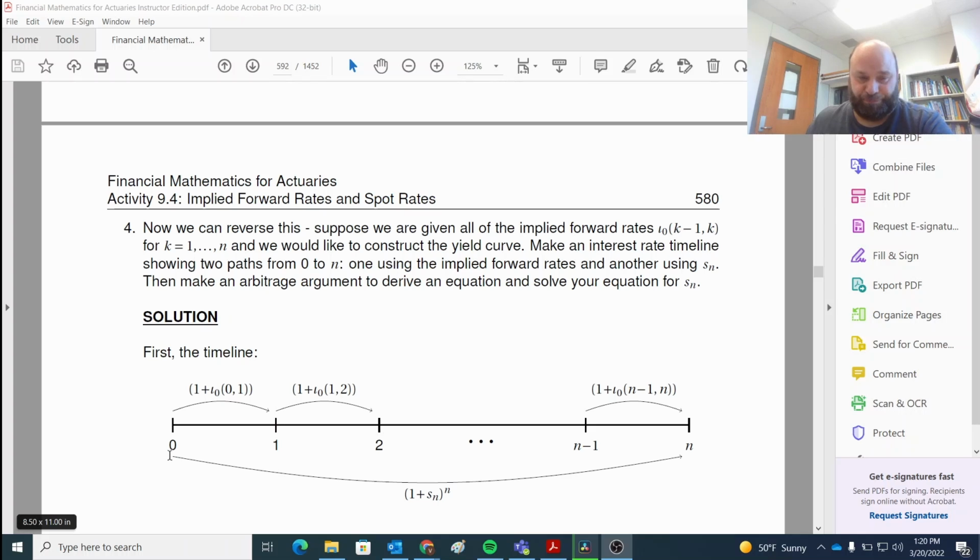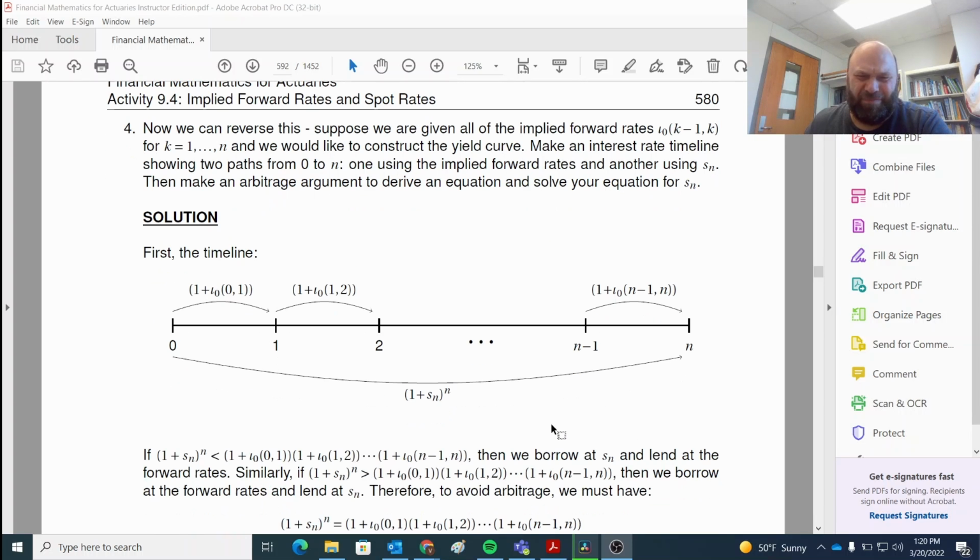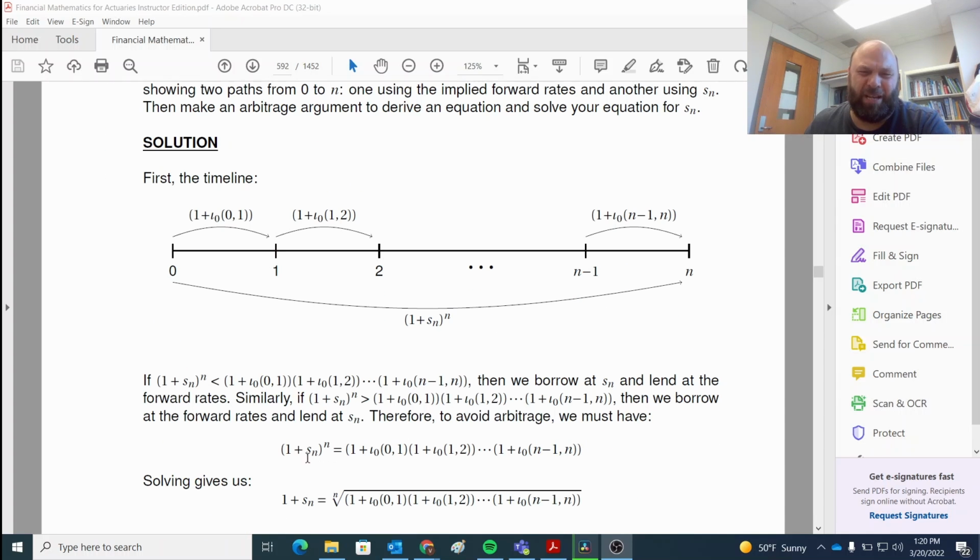And the spot rate would be an annual rate that would take us from time 0 to time n in one swoop. By a similar arbitrage argument, by the exact same arbitrage argument, these two paths have to be equal. Okay, so I'm going to skip the arbitrage argument and say that that just implies this equation right here. (1 plus i_n) to the nth has to be equal to the product of all of these separate growth factors associated with the forward rates. So you can just take an nth root, and then, of course, subtract 1.